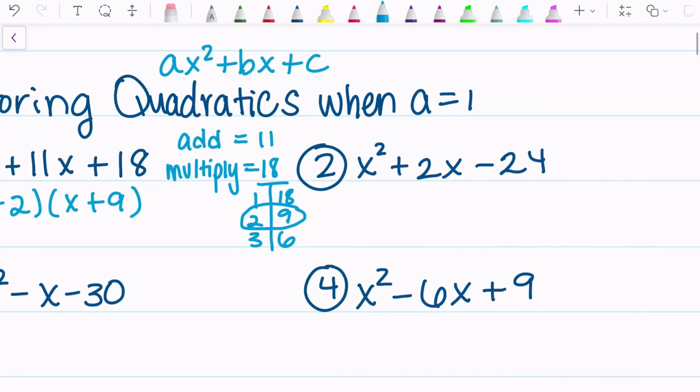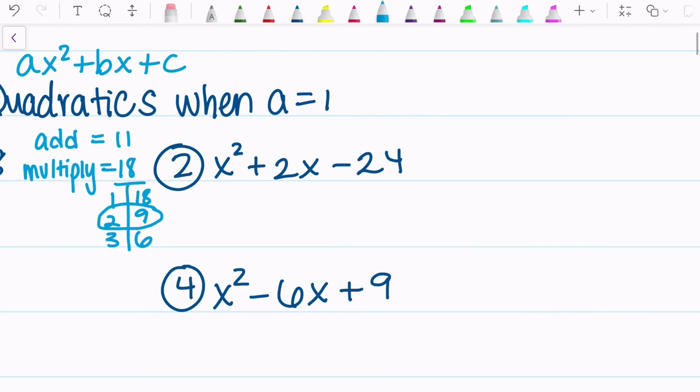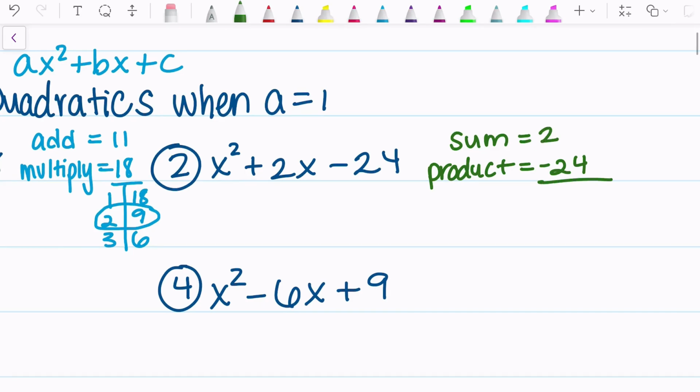All right, number 2. So I'm going to write it with different terminology this time. I've got my product, which means I multiplied. My product is going to equal negative 24. And my sum, which means I added, is going to be 2. Since I have a product that is negative, I'm going to have opposite signs for something to multiply to be a negative. A negative times a positive is a negative.